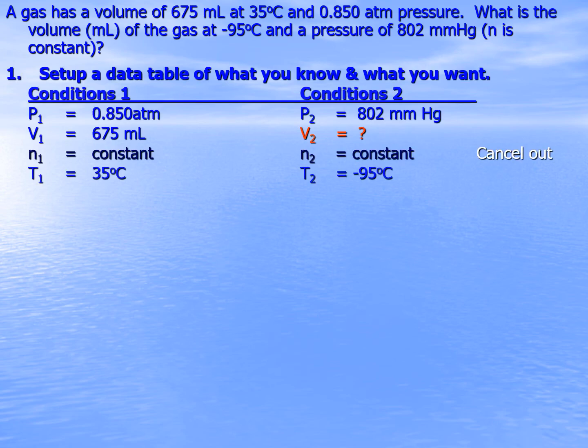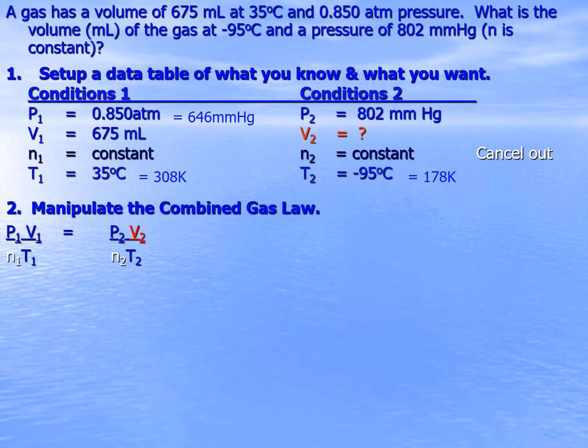Okay, this problem here, here's your pressure, volume, and temperature to start with, and you're solving for the new volume at the new pressure and temperature. You want to make sure you're in kelvins, and you want to make sure your units match, and one of the pressures is atmospheres, the other is millimeters mercury. So let's convert the first pressure to millimeters mercury.